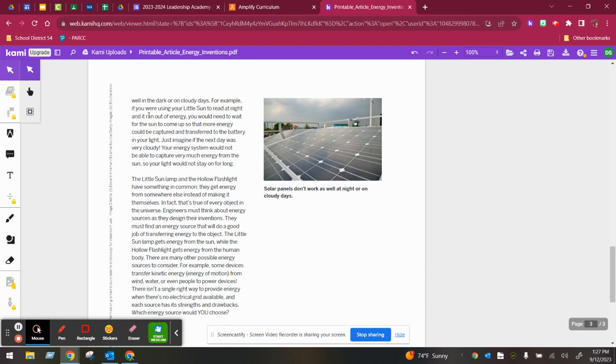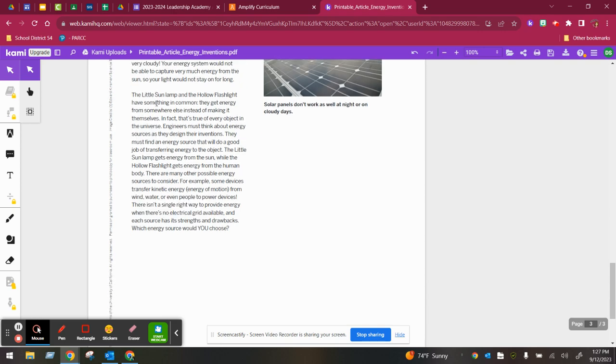For example, if you were using your little sun to read at night and it ran out of energy, you would need to wait for the sun to come up so that more energy could be captured and transferred to the battery in your light. Just imagine if the next day was very cloudy. Your energy system would not be able to capture very much energy from the sun, so your light would not stay on for long. The little sun lamp and the hollow flashlight have something in common.